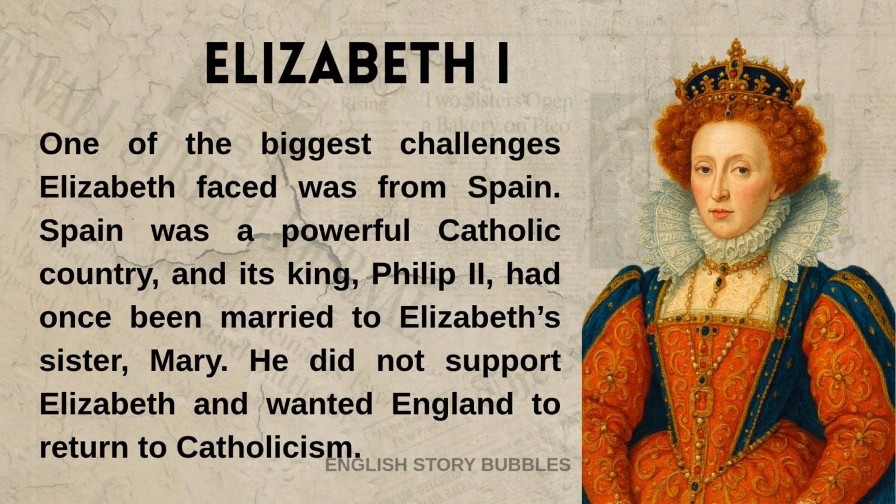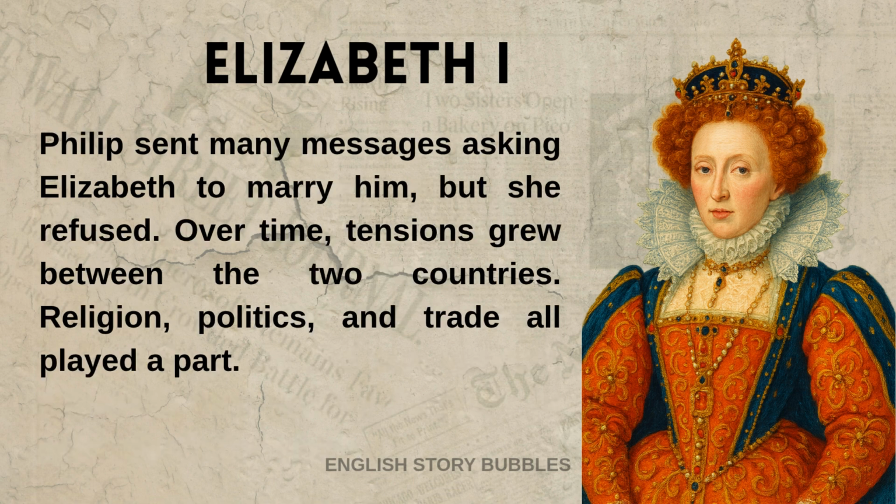Spain was a powerful Catholic country, and its king, Philip II, had once been married to Elizabeth's sister, Mary. He did not support Elizabeth and wanted England to return to Catholicism. Philip sent many messages asking Elizabeth to marry him, but she refused. Over time, tensions grew between the two countries. Religion, politics, and trade all played a part.